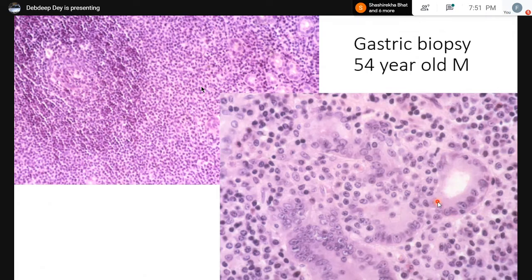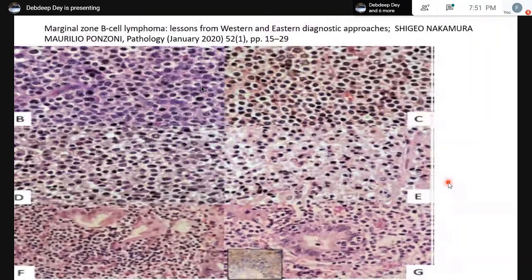And this is the same case in which the lymphocytes are going into the epithelium, resulting in so-called lymphoepithelial lesions. So these are the different phases of MALT lymphoma. This is from a paper in January 2020.